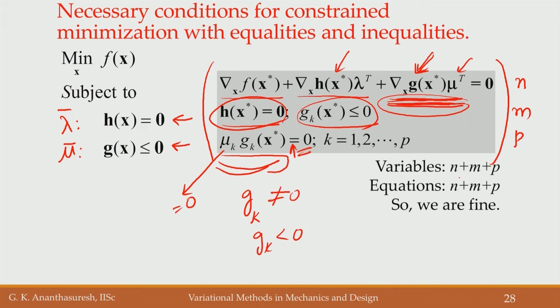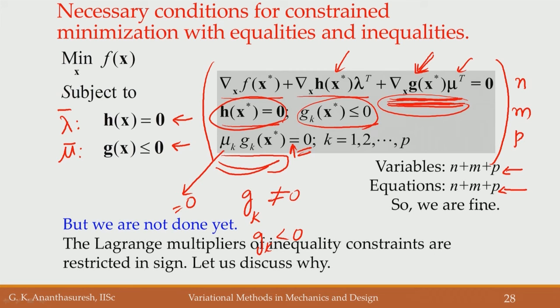So, total variables and equations: if you see how many equations, n plus m plus p. Variables are also n plus m plus p because we have n in x: x1, x2, up to xn, and then m in lambda 1, lambda 2, up to lambda m, and then p in mu 1, mu 2, up to mu p. So, we have enough equations to solve for the variables, and the total here is n plus m plus p. Once again, n is the number of variables, m is the number of equality constraints, and p is the number of inequality constraints. Okay. But we are not done yet.